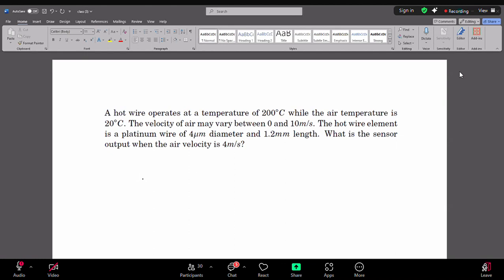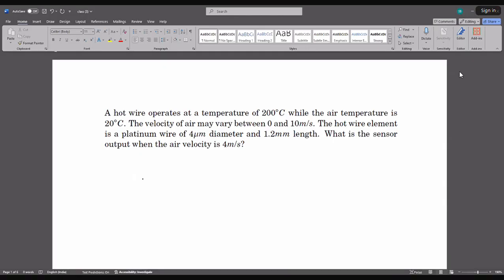The question says that a hot wire is operating at a temperature of 200 degrees centigrade and the air temperature is 20 degrees centigrade. The velocity of air may vary between 0 and 10 meter per second. The hot wire element is a platinum wire of 4 micron in diameter and 1.2 millimeter in length. What is the sensor output when the air velocity is 4 meter per second?